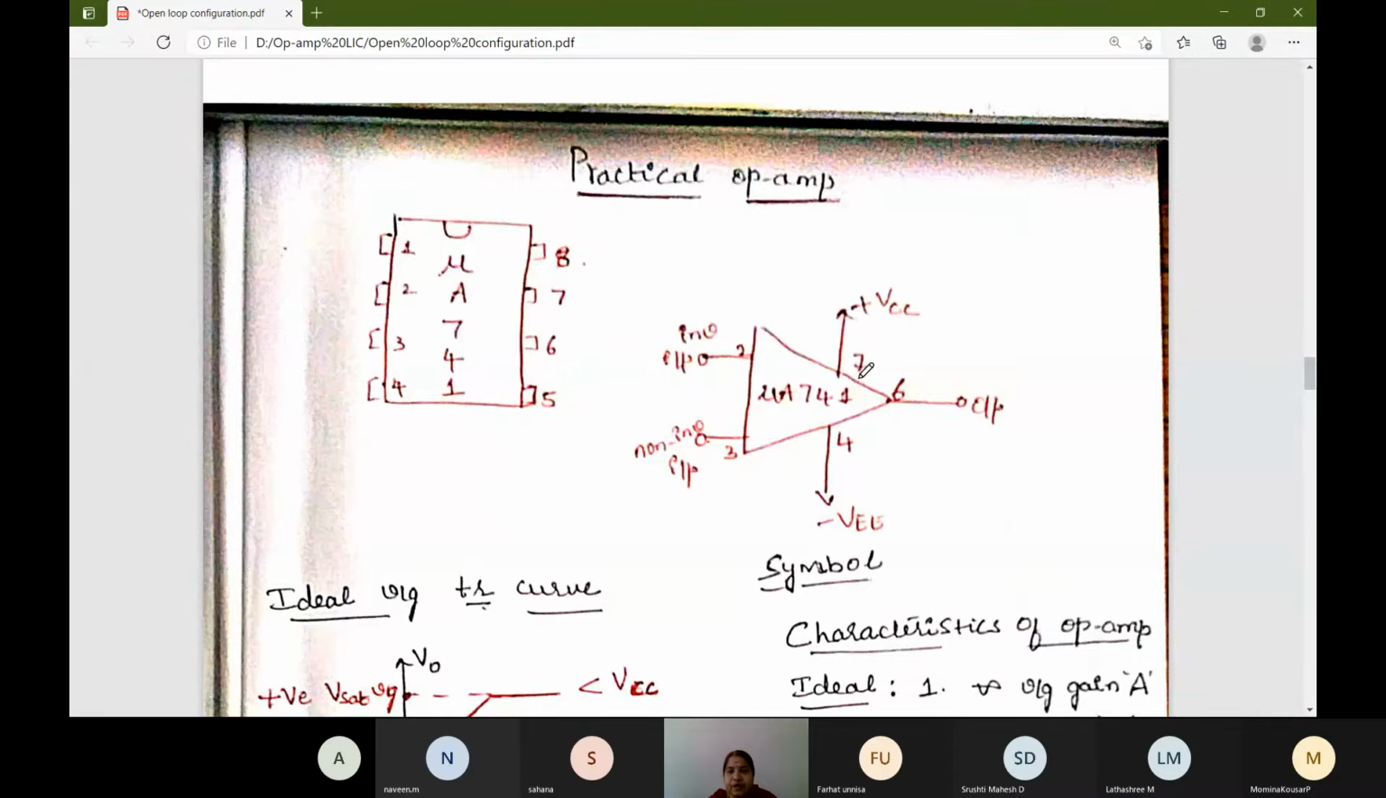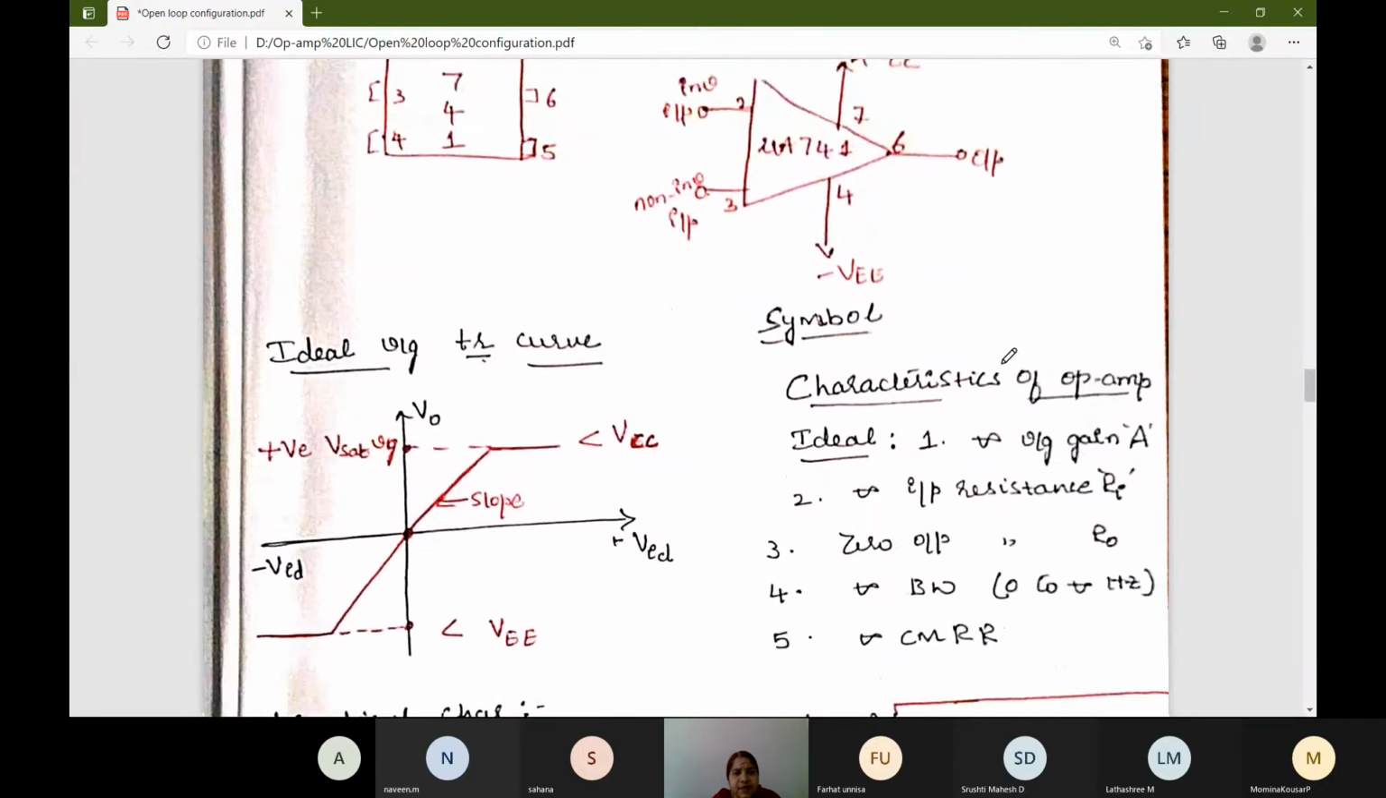Pin number 4 and 7 are used for biasing the mu A741. This will help the op-amp work. It is like plus VCC and minus VEE. Practically we will be giving plus or minus 12 volts: plus 12 volts for pin number 7 and minus 12 volts for pin number 4. And pin number 6 is used as output. So this is the pin configuration of mu A741 that we had seen.